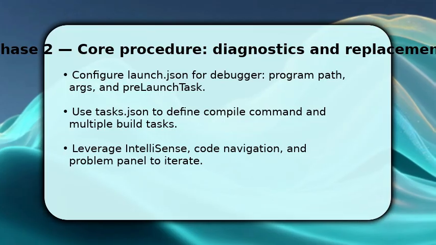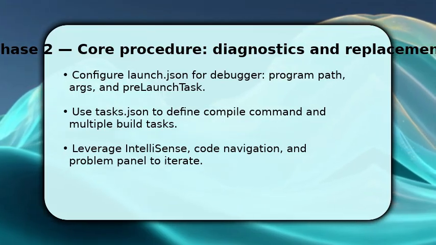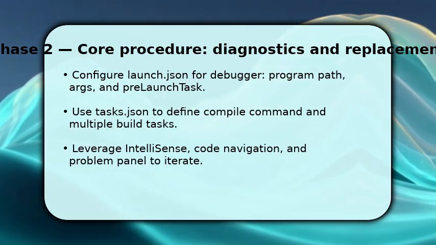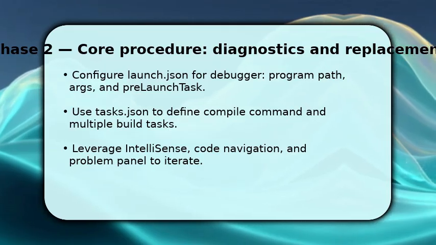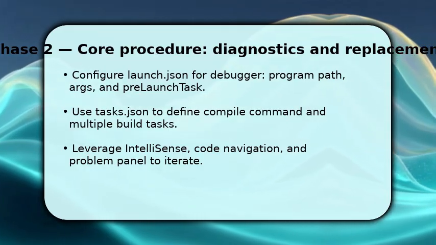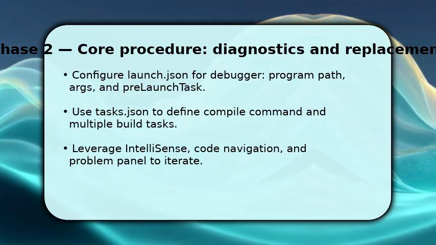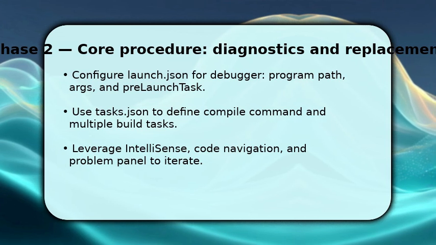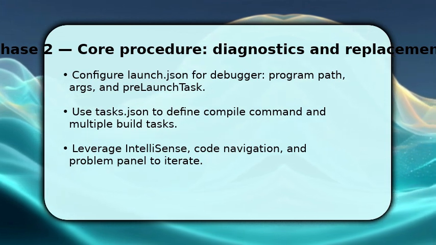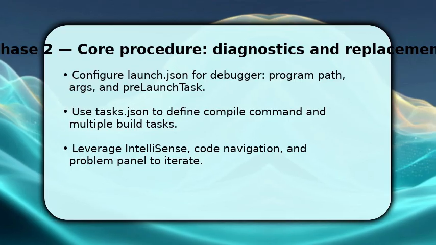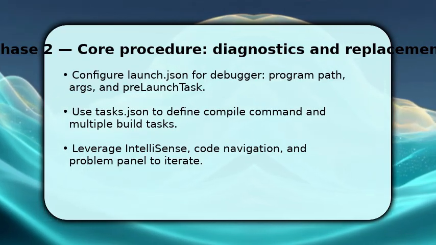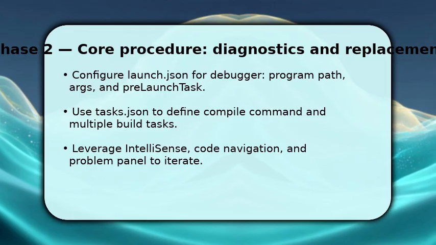Then open launch.json and point program to your compiled executable, add arguments if needed, and set pre-launch task to the compile task. Make sure source file map and CWD are correct. Use breakpoints, watch variables, and the call stack panel to step through code. Once set, build, run, and iterate quickly, editing, rebuilding, and debugging in tight cycles.